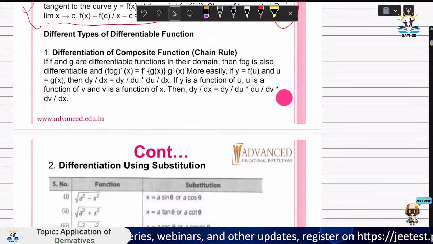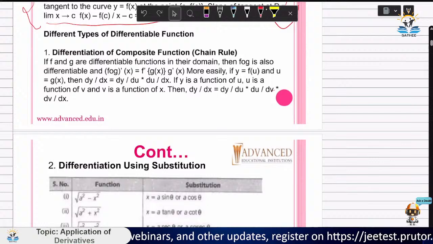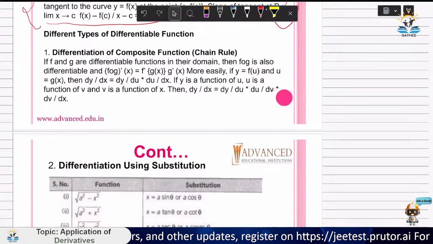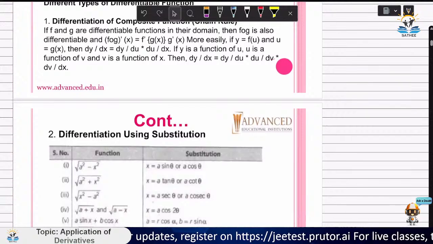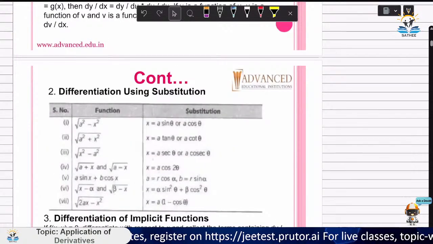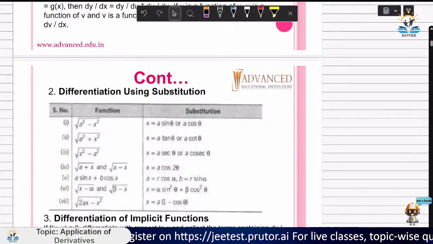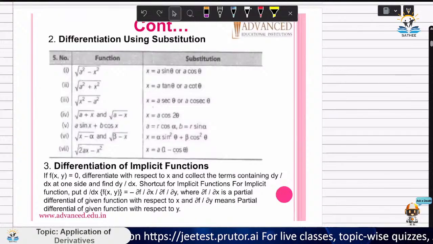So, talking about different types of differentiable functions: differentiation of composite functions, the chain rule. Okay, so the chain rule is something that we did in the last class as well, so I think we can move on with that. Differentiation using substitution is something that we have to discuss in this class particularly.